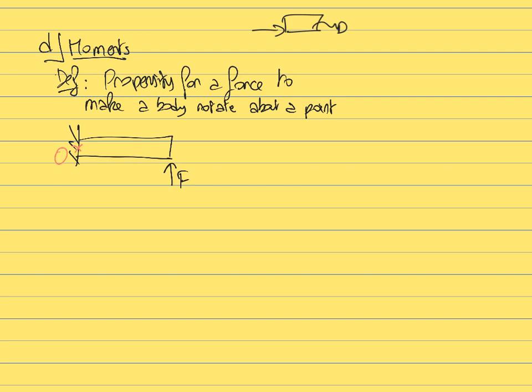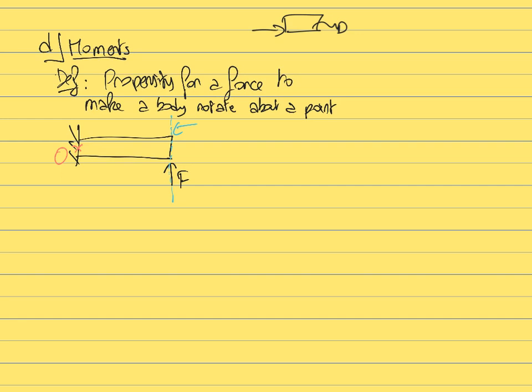So if you want to calculate the moment of the force about this point O, the moment depends on the force that you are considering. Different forces will apply different moments, but it also depends on the point about which you are calculating the moment. So the moment always depends on the point about which you are calculating it. To calculate the moment, you need to define two things. First, you need to define the line of action of the force.